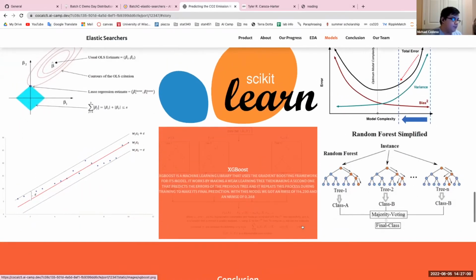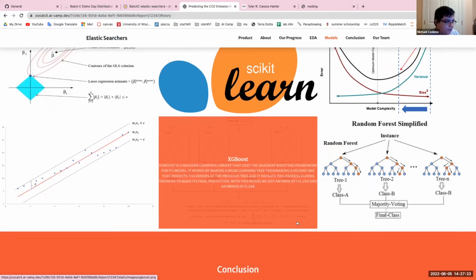So next is XGBoost. It's a machine learning library that uses gradient boosting as its framework for its machine learning model. It works by, instead of taking one big strong learning tree, taking multiple weak learning trees. So it makes one weak learning tree and it makes a prediction based on the data. Then it makes a second one that finds the error of the previous one and makes a second prediction. And it continues this process through training. With this one, we got an RMSE of 114.230 and a normalized RMSE of 0.268.